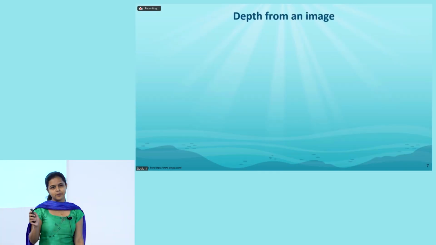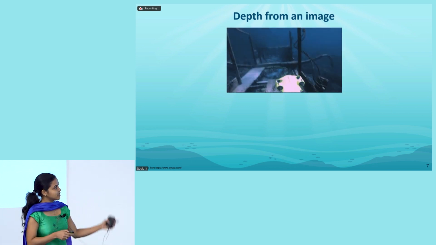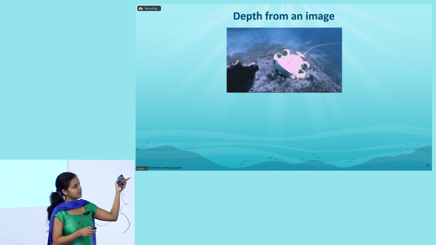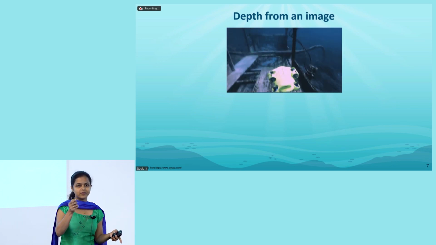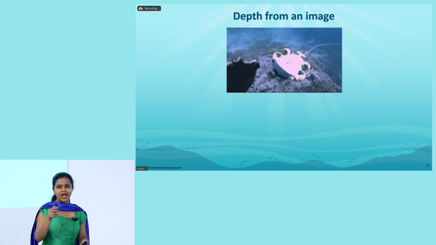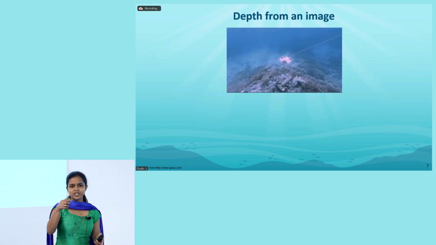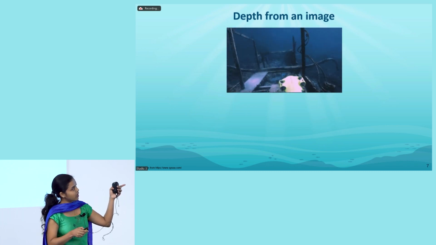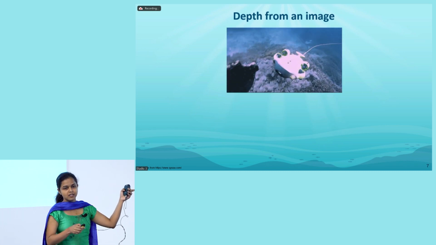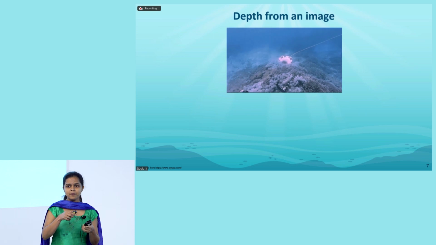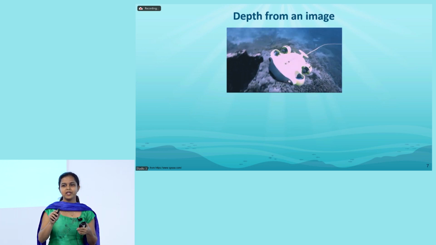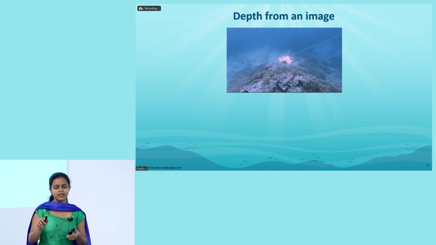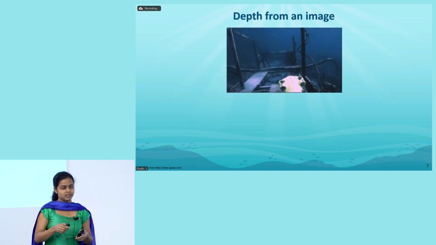Then comes depth from an image. What do we mean by depth from an image? Consider this video. Here this underwater robot is passing very quickly through the water. It will have a camera in it. It will capture different images, but it should not collide with the underwater objects. So, it has to determine the depth from the camera to the underwater objects, so that there will not be any collision. So, we have to determine depth from a single image.